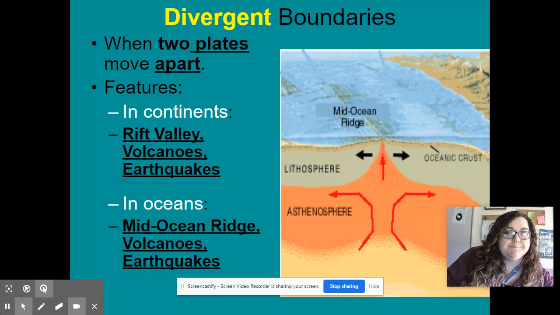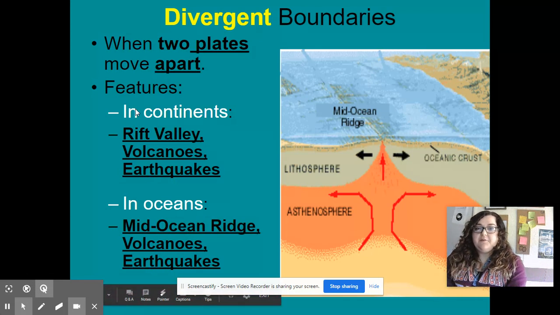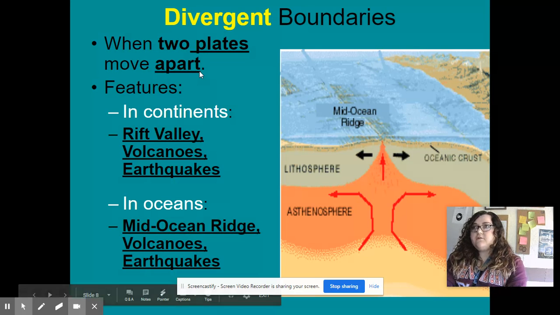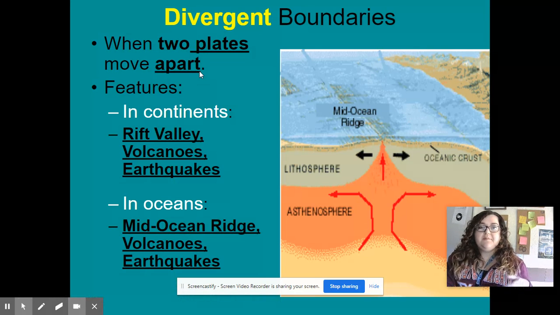Okay. Divergent boundary. When two plates move apart. I know a lot of students, whenever I mention these before, think of Divergent as the book or the movie series. Nothing to do with this. That's just what came up in my mind. But divergent means to pull apart. So whenever two plates move apart, you get specific types of features.